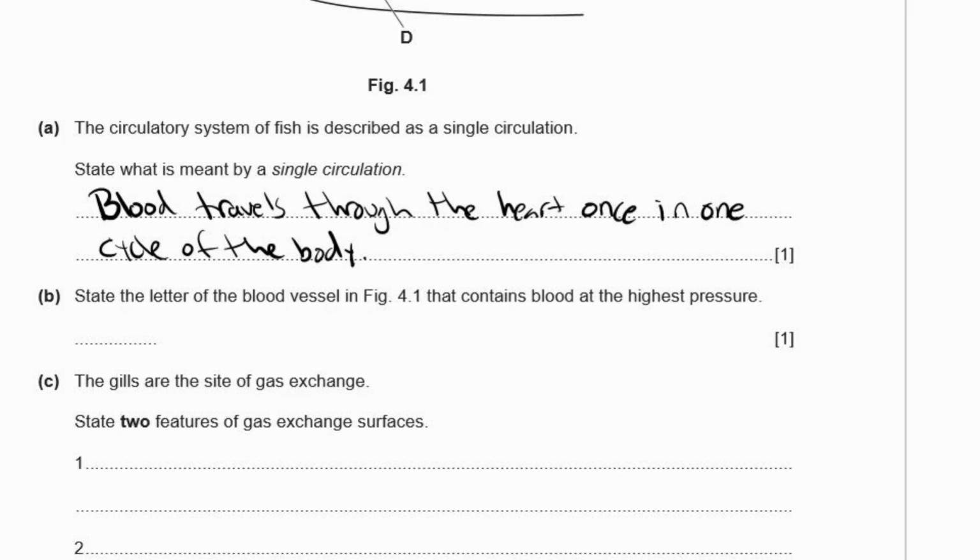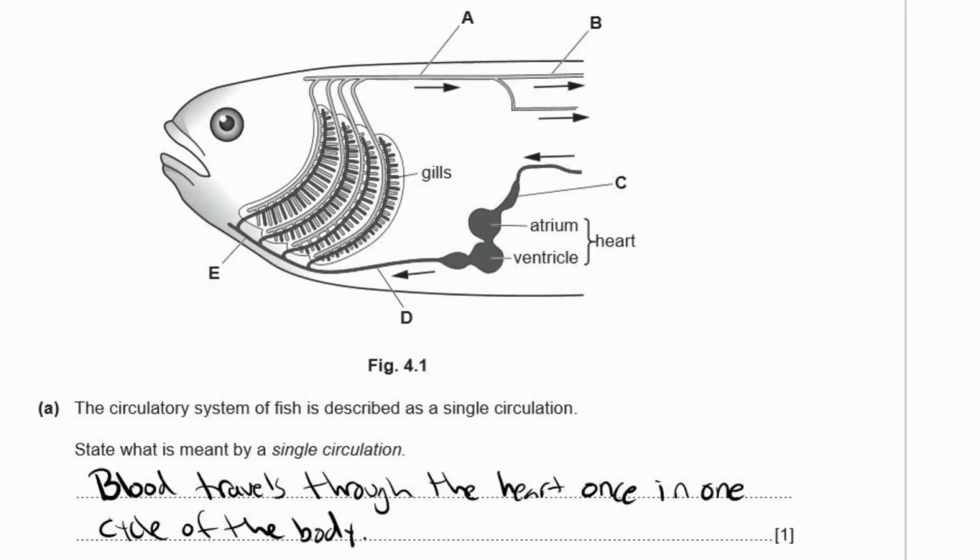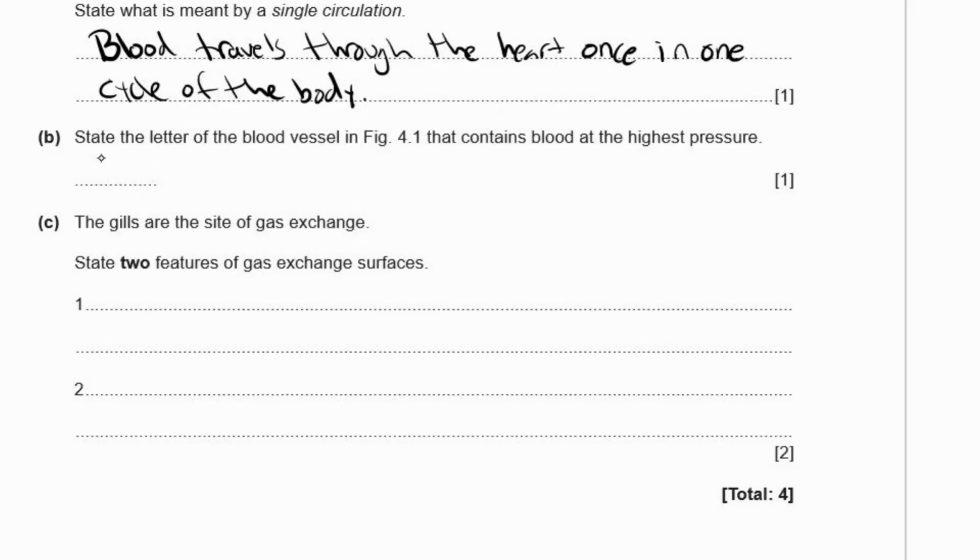B. State the letter of the blood vessel in figure 4.1 that contains blood at the highest pressure, which means it doesn't want a name of it, it just wants the letter. Okay, blood is going to have the highest pressure when it's just left the heart, when it's just been freshly pumped. So D is going to have the highest blood pressure. So D.